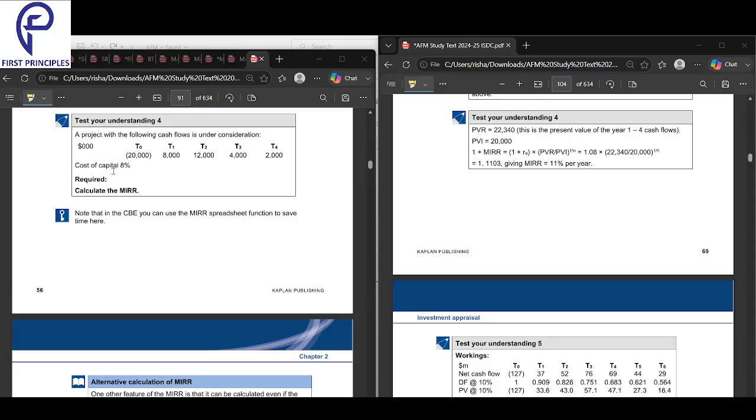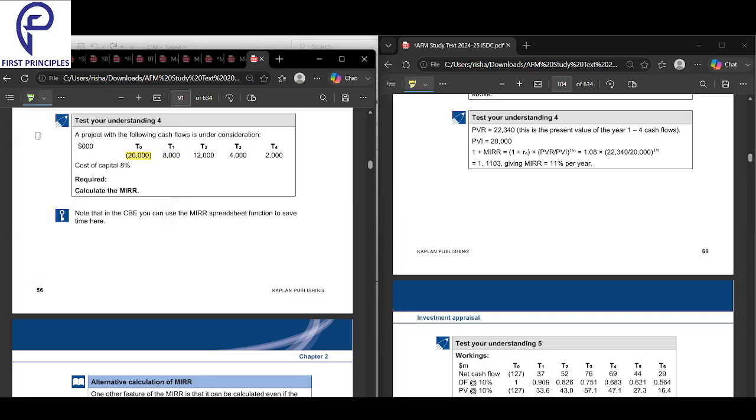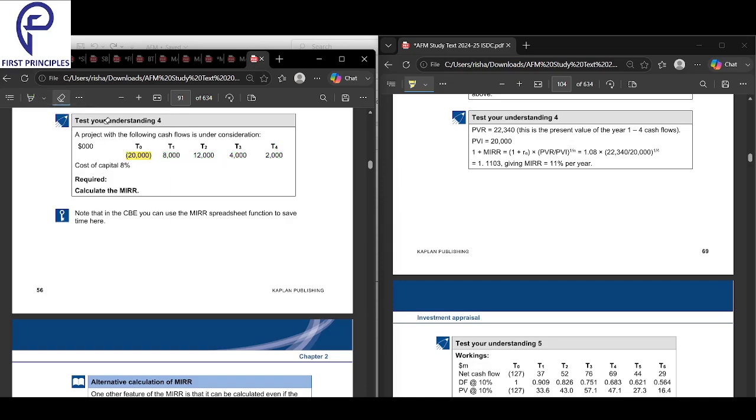So first you take the present value of the inflow. You just bifurcated between inflow and outflow. In the MIRR method, I told you inflow is at a different rate, outflow is at a different rate. One is the reinvestment rate. Just first bifurcating the cash flows here differently: 20,000, and then you have your other cash flows here. This is done. So now what you look at is the cost of capital, which is 8%.